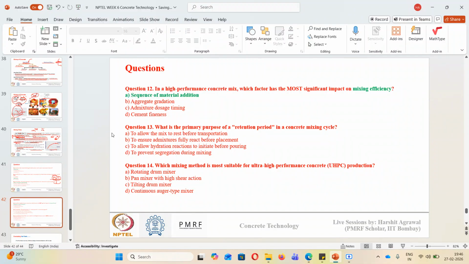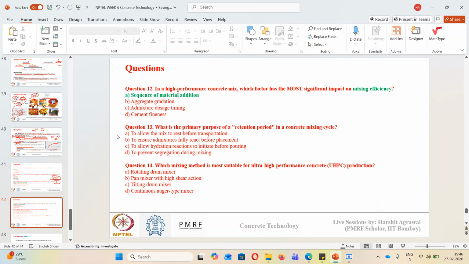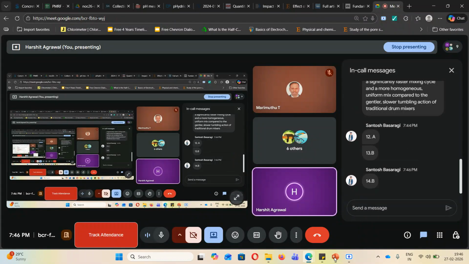Question number 13, what is the primary purpose of a retention period in a concrete mixing cycle? Okay, so for some special concretes we talk about a retention period, where we stop the mixing for a small while and then we again start the mixing. So what can be the purpose of that retention period?